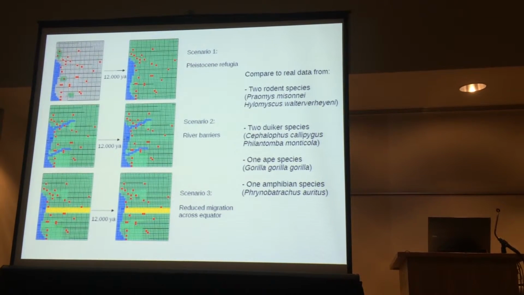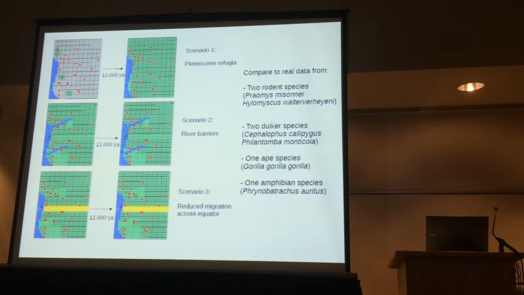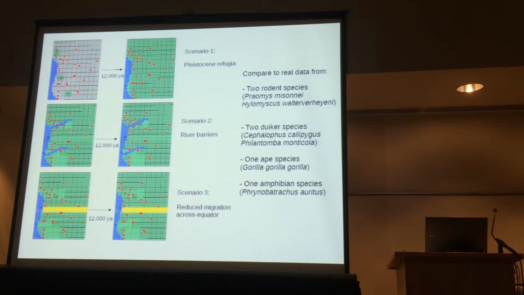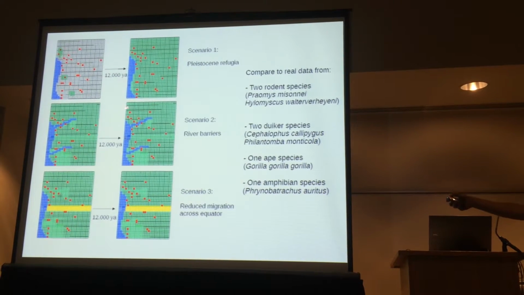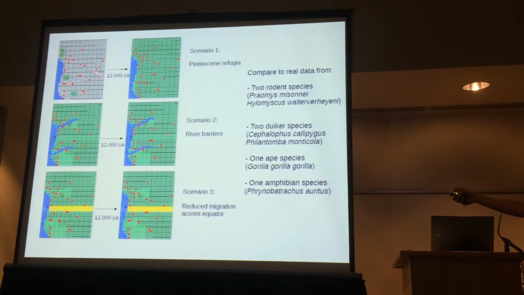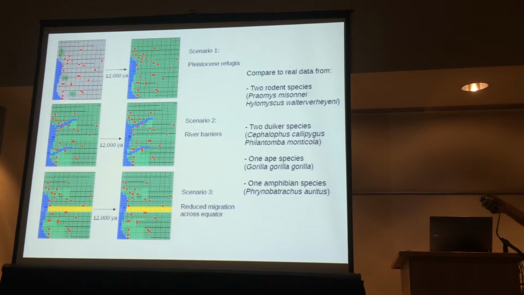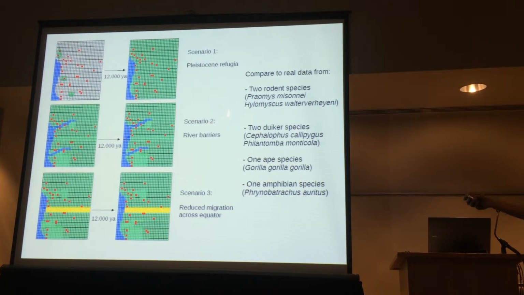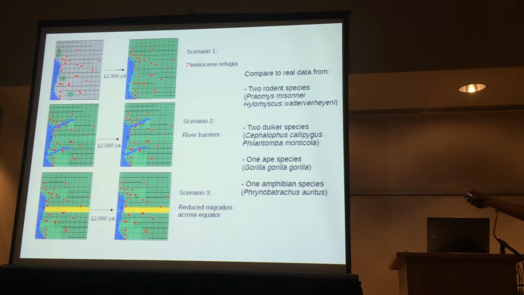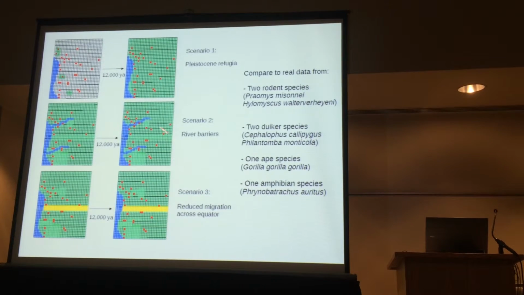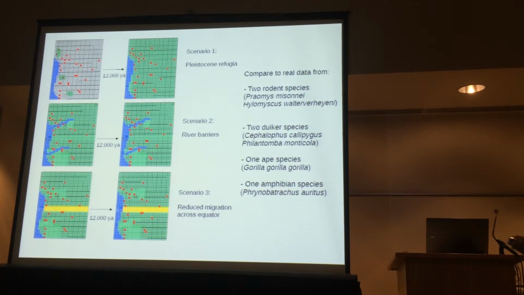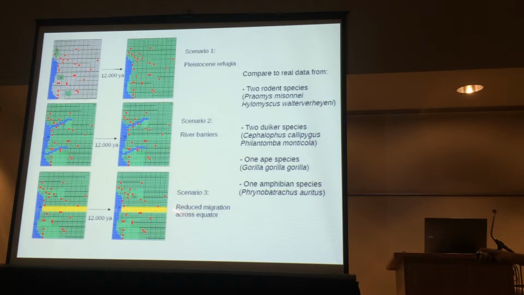There are three different scenarios. The first is one of Pleistocene refugia. During the glacial periods of the Pleistocene, the populations were constrained to these small isolated refugia and then diverged in allopatry, and then expanded to fill the entire region after the last glacial maximum. The second scenario is one where these two big river basins were restricting dispersal. And the third is where there was reduced migration across the equator.